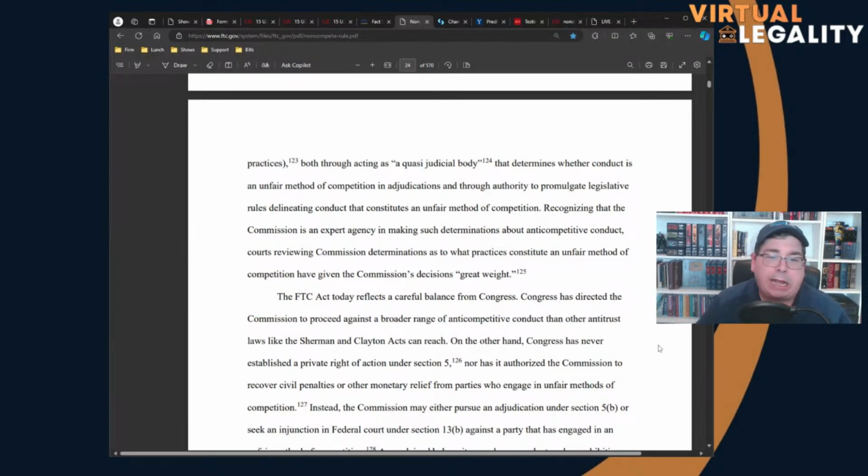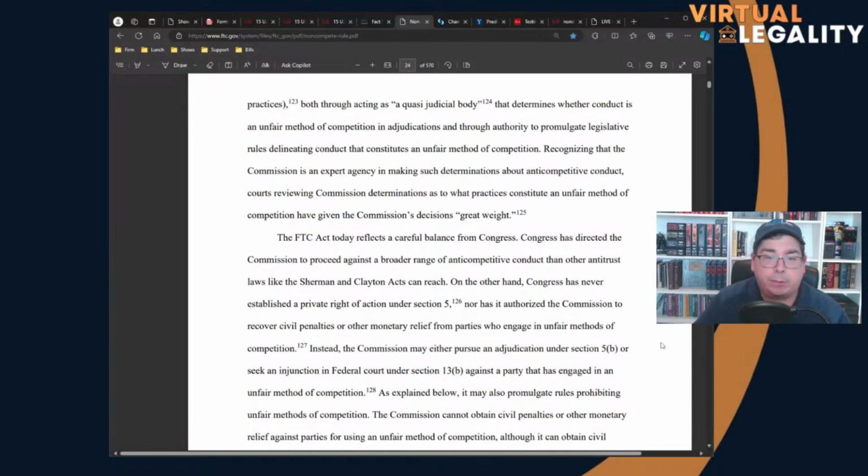Recognizing that the Commission is an expert agency in making such determinations about anti-competitive conduct, courts reviewing Commission determinations as to what practices constitute an unfair method of competition have given the Commission's decisions great weight. The FTC Act today reflects a careful balance from Congress. So you can see, even though they describe it so broadly, what the lawsuit is going to try to get to is, okay, they have this broad authority, but it's very limited by exactly what the words say and what authority they have. They're not supposed to go outside this because this was a balance that the legislature put forth for them.